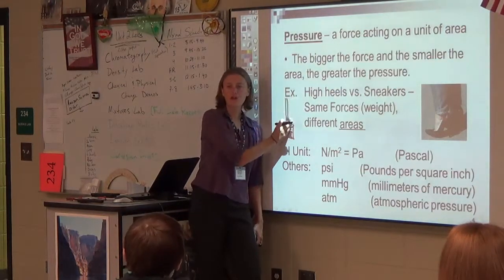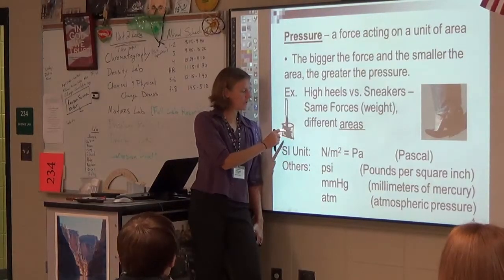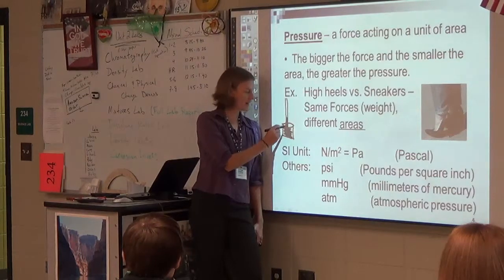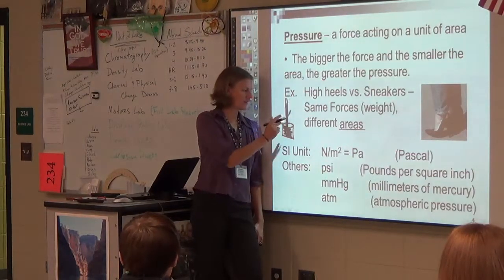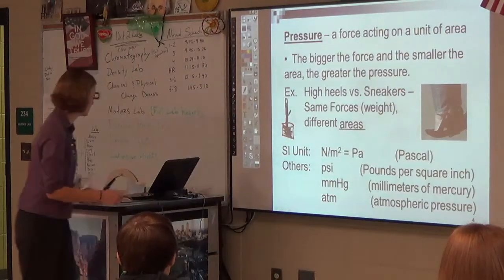The more pressure acting on the mercury, what happens to the mercury in the tube? It rises, it would go up. Okay, so that's another system of measuring pressure. Millimeters of mercury.